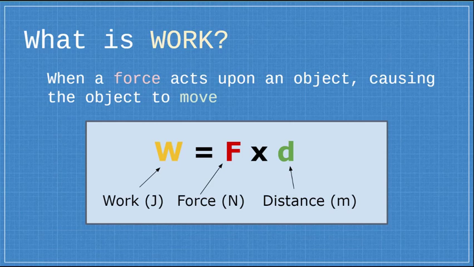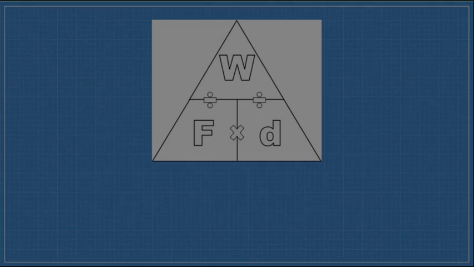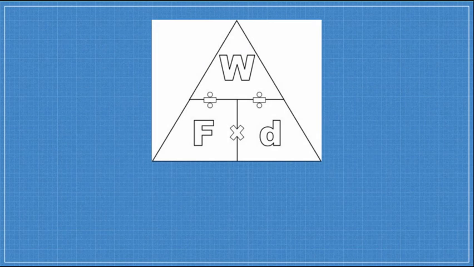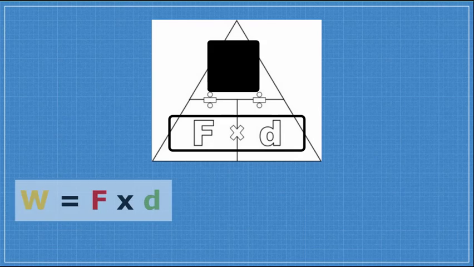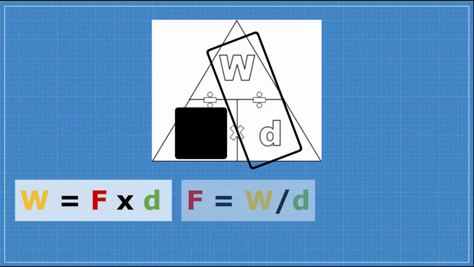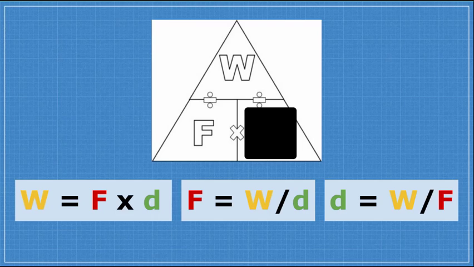Force is always measured in newtons with a capital N, and distance is always measured in meters with a lowercase m. Take a minute to jot this down and the units. Here we have our triangle for our work equation. Just like before, if I wanted to find work, I would cover up the W and see that my equation is force times distance. If I wanted to find force, I would cover up the F and see that my equation is work divided by distance. And if I want to find distance, I would cover up the D and see that my equation is work divided by force. Please make sure you have all three of these equations written down.